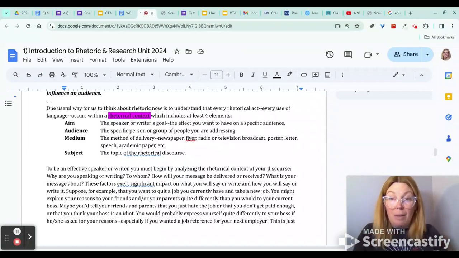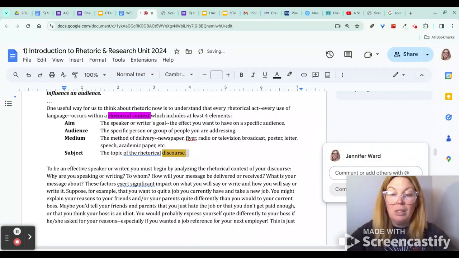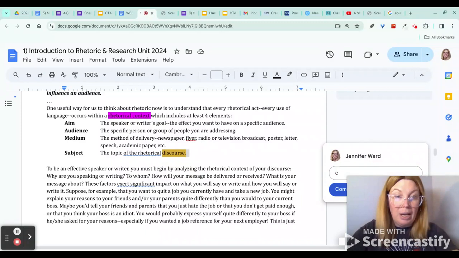So first we have aim, which is the speaker or the writer's goal, the effect that you want to have on a specific audience. And then you have your audience, which is the specific person or group of people that you're addressing. You have the medium, the method of delivery, whether that's a newspaper flyer, radio or television broadcast, poster, letter, speech, academic paper, etc. And the subject, the topic of the rhetorical discourse. Discourse just means conversation or speech. So I'm going to write myself a little note: discourse, the rhetorical conversation being had.